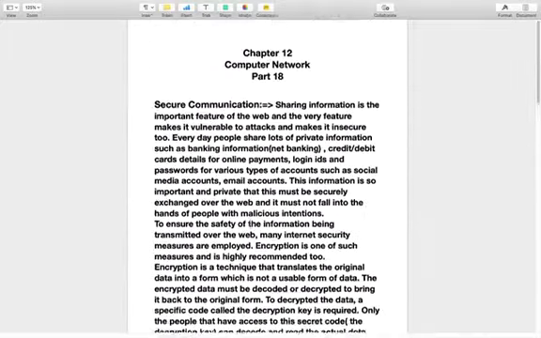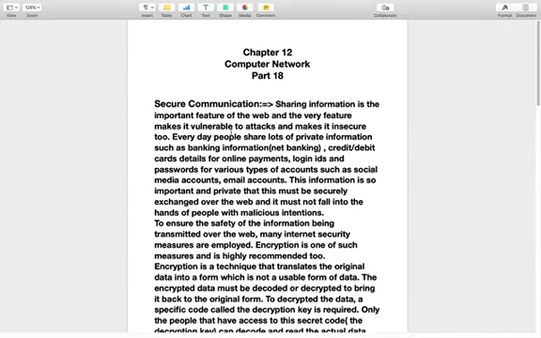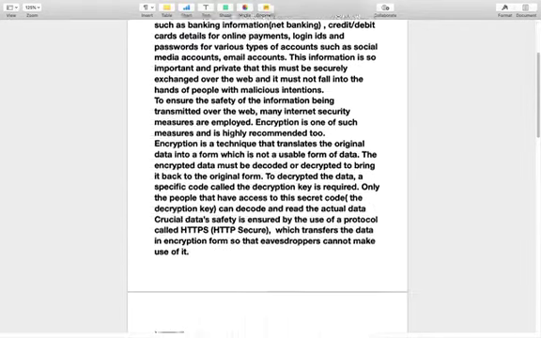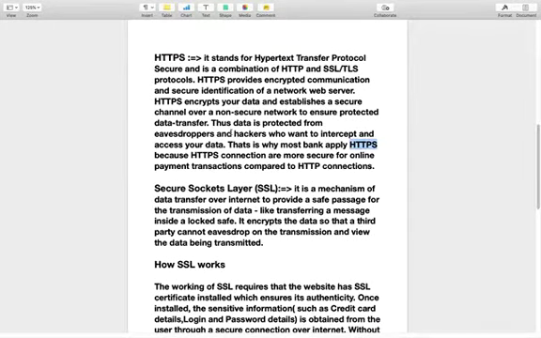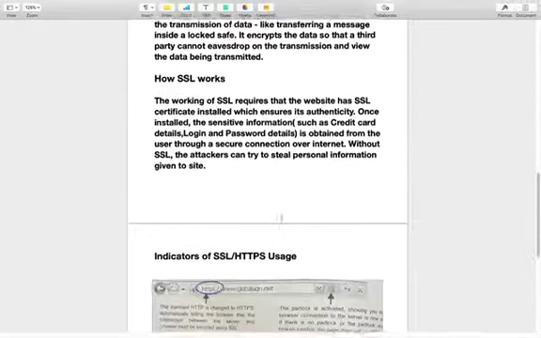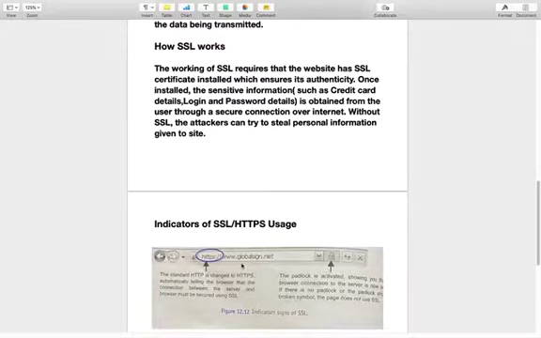So today we learned about what secure communication is. To secure communication, we use encryption, HTTPS, and Secure Socket Layer. HTTPS sends the data in encrypted form, and Secure Socket Layer provides a safe passage for data transmission. Then we learned how we can know whether our website is secure or not.